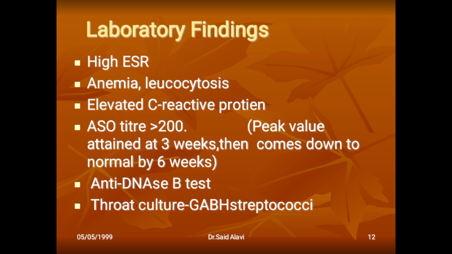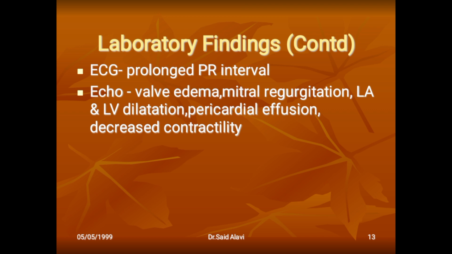Laboratory findings: we can see high ESR, anemia, leukocytosis, elevated C-reactive protein, and ASO titer greater than 200, with peak value attained at 3 weeks, then coming down to normal by 6 weeks. Anti-DNase B test and throat culture. ECG shows prolonged PR interval. Echo shows valve edema, mitral regurgitation, left atrial and left ventricular dilatation, pericardial effusion, and decreased contractility.